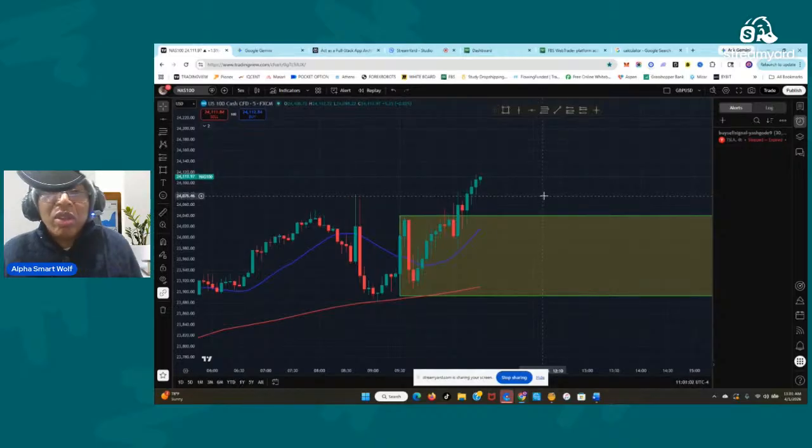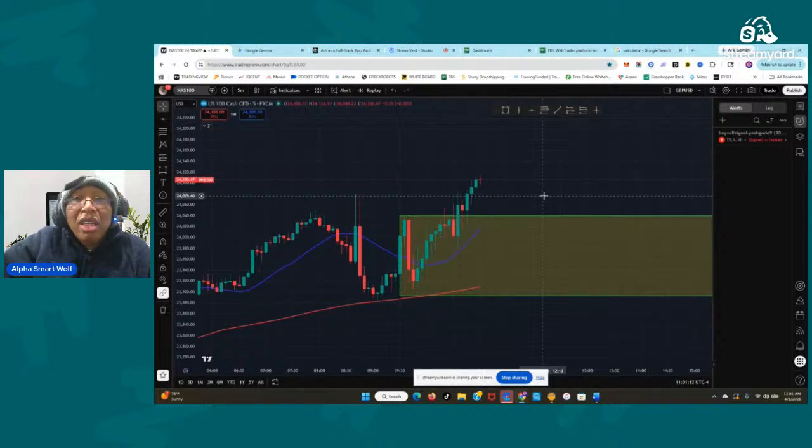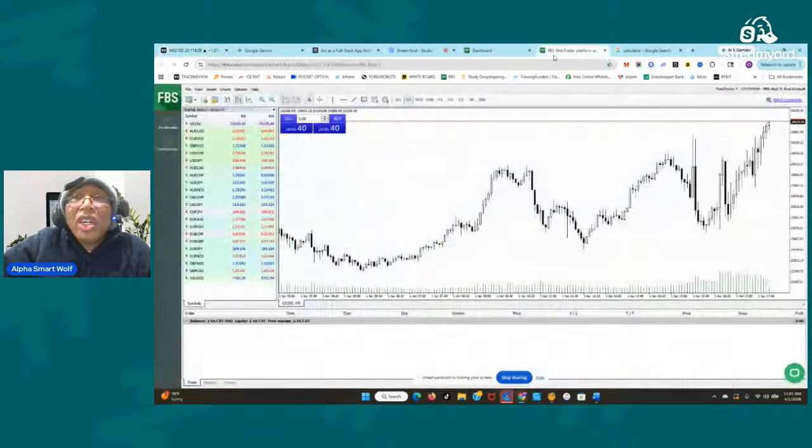Okay. It's still trying to go up. It's 11 o'clock, so we're going to stop it here. The reversal didn't take place, but let me see. It looks like it's printing a reversal here. Nope. It is actually tending to go up. But we are out. We closed the trade manually.